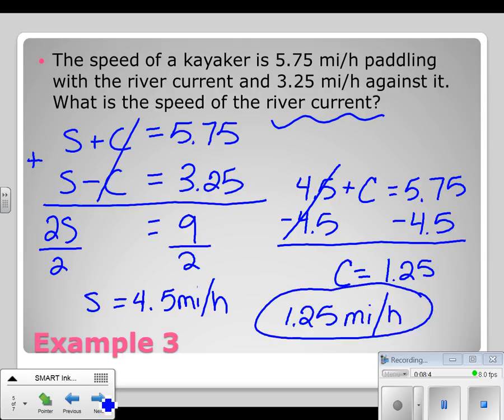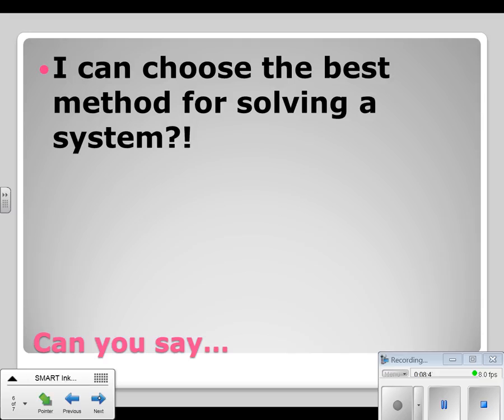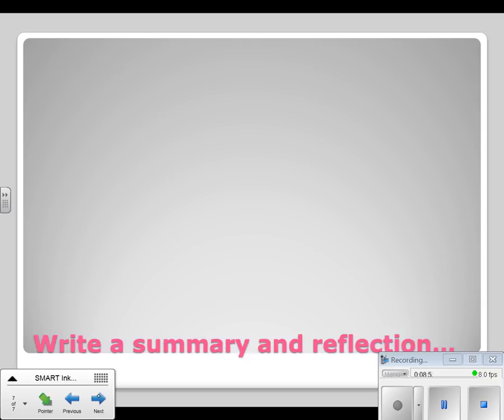And like I said, I will help in class setting up those systems from the word problems. Can you say I can choose the best method for solving a system? Write a summary and reflection and be prepared for the work time in class.